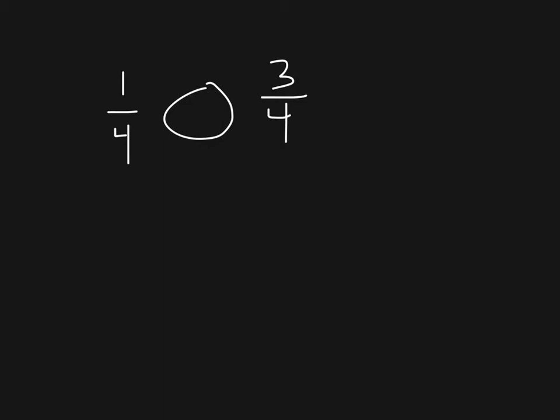Here we have 1/4 and 3/4. In this instance, I know that the size of my units is the same, just like my first problem where I was counting the apples. They're all fourths. So I just need to look at the number of units. On this side I have 1, on this side I have 3, and 3 is greater than 1. So I would say 1/4 is less than 3/4.